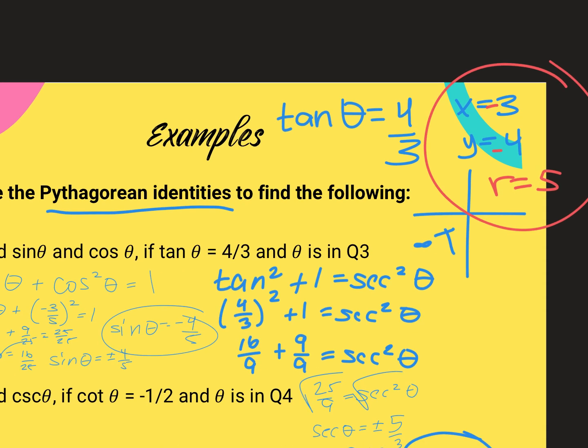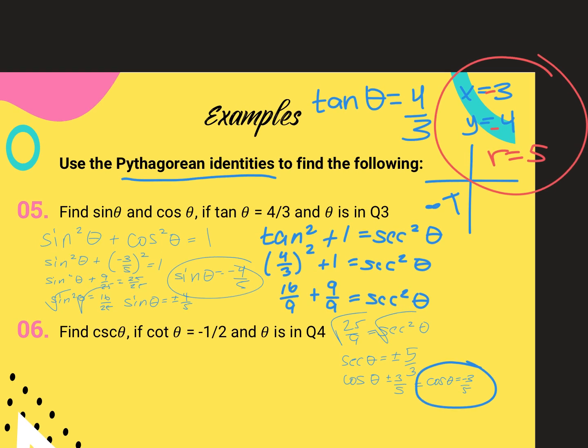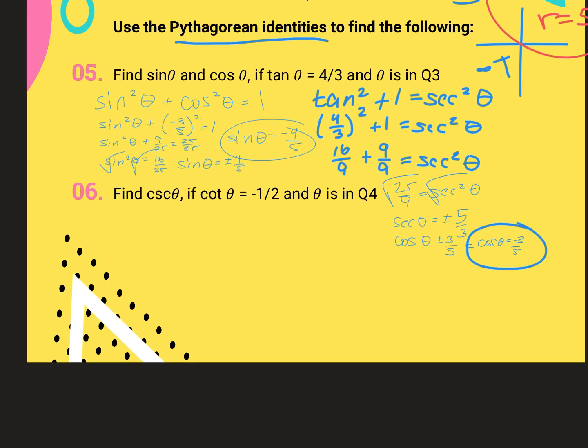So if you want to do that to check, you're well within your rights. But if it tells you you have to use the Pythagorean identities, then you have to do that. If I were you, I would do what I just did. Find the X, Y, and R. Find the answer, and then use that as a guide to go backwards. Let's look at the next one.